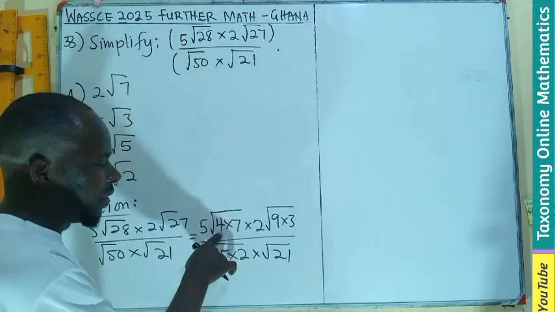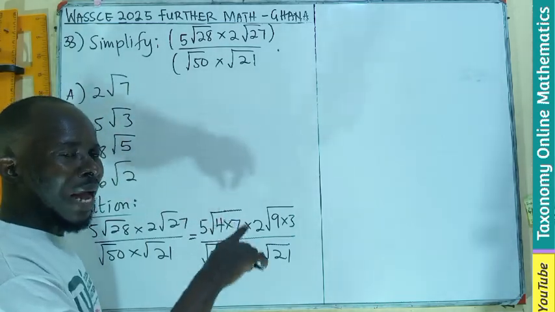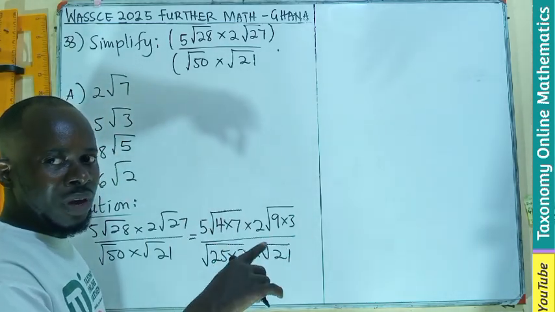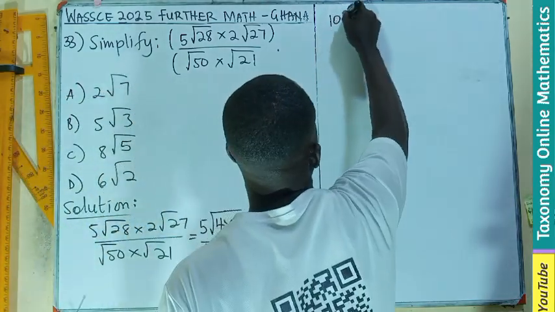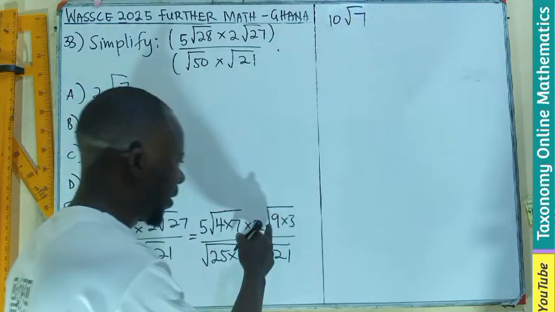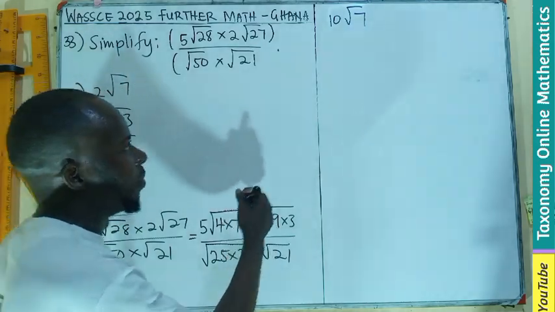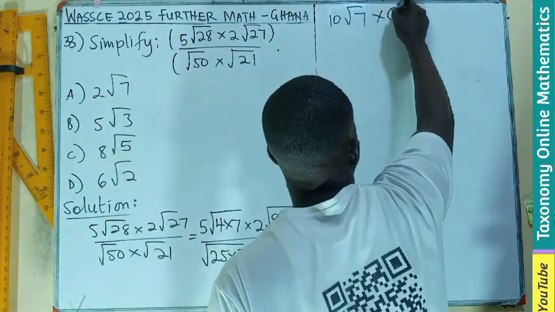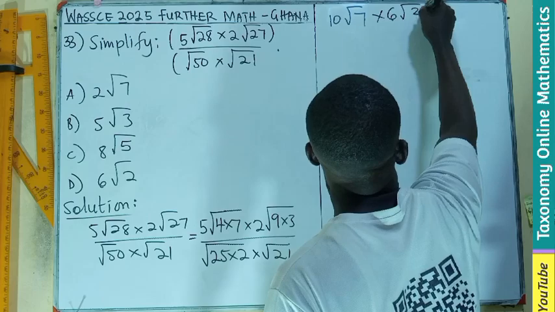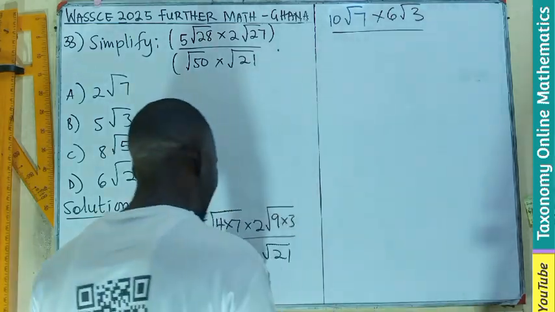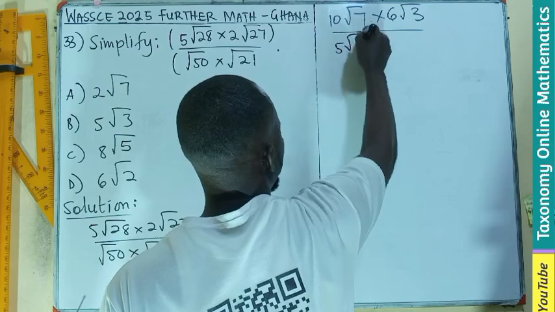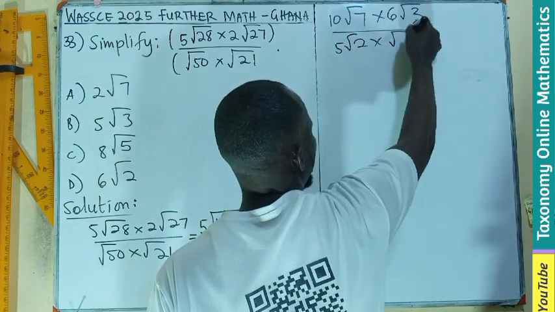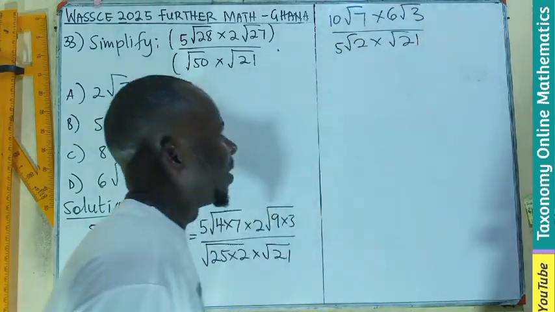Now, in this we have root 4 times root 7, and root 4 will give you 2. 2 times 5 will give us 10, then root 7. This is going to be 3 times this, which will be 6, so 6 root 3, divided by the root of this, which will be 5, so 5 root 2 times the root of 21. Nothing can be done again.